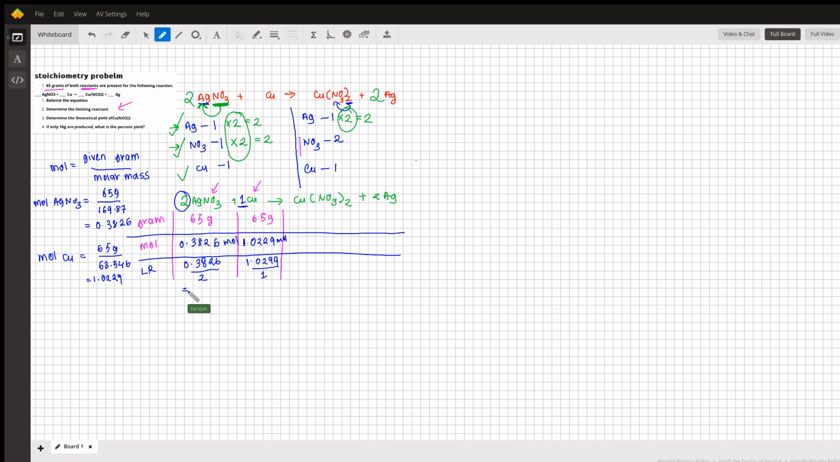Let's find the answer. 0.3826 divided by 2 gives us 0.1913. This one is going to be 1.0229. So which one is going to be our limiting reagent? The one with the lower number. So in this case, AgNO3 is our limiting reagent.